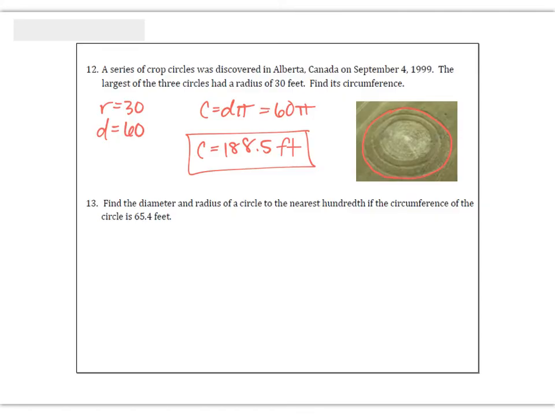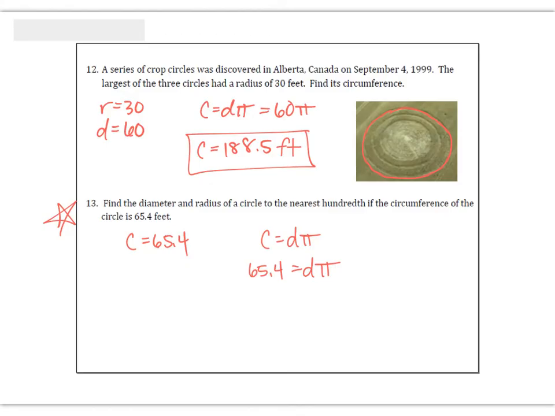Find the diameter and the radius of a circle to the nearest hundredth if the circumference is 65.4 feet. This is a good one. You want to know how to work backwards on these. The circumference is 65.4. That's what they're giving us. Remember, circumference is diameter times pi. Where do you plug the 65.4 in? For the C. So you're going to go 65.4 equals diameter times pi.